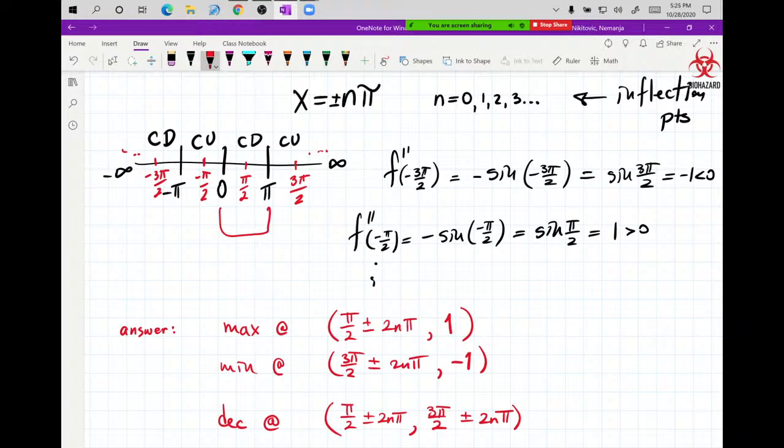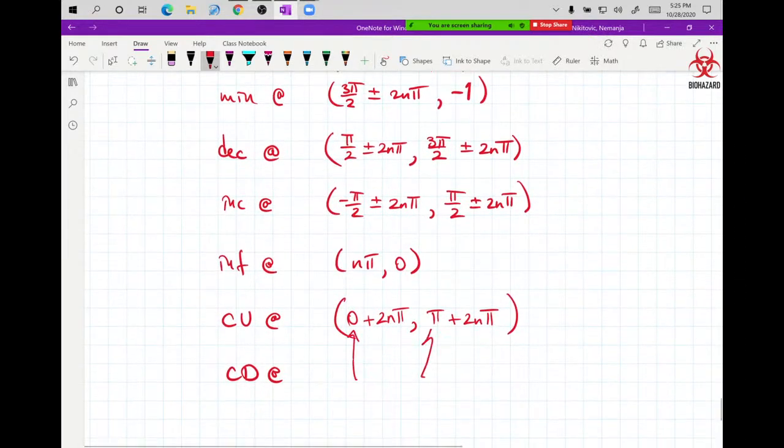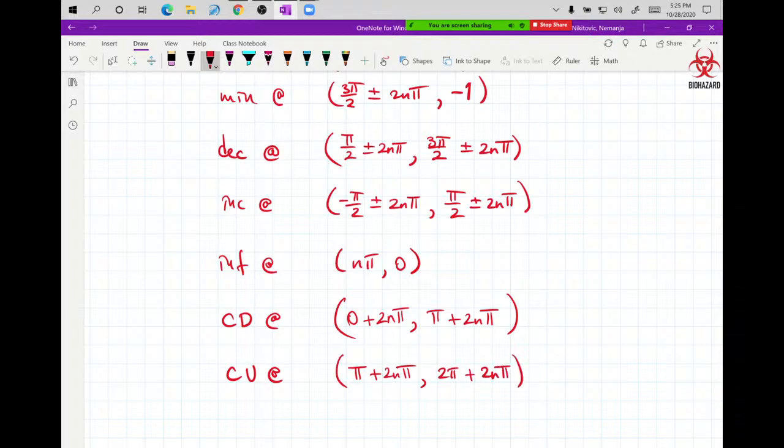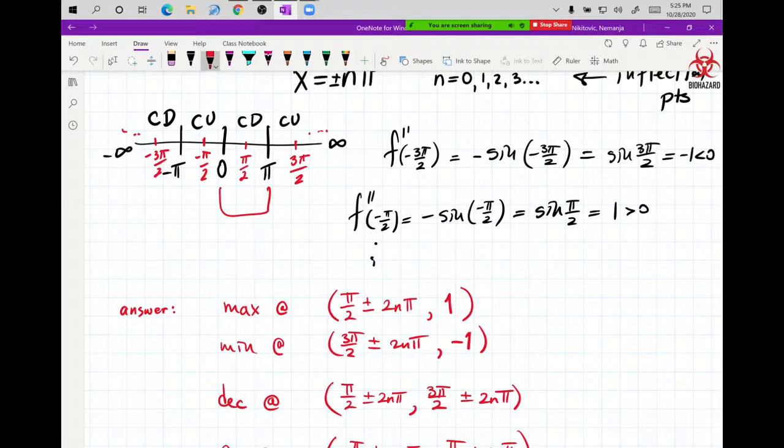0 to pi, and then increase every 2 pi. So it's concave down. And the concave up is going to be pi plus 2n pi, comma, 2 pi plus 2n pi. That's the next one. Yes. Pi, and then the next partition here would be 2 pi, so yes.